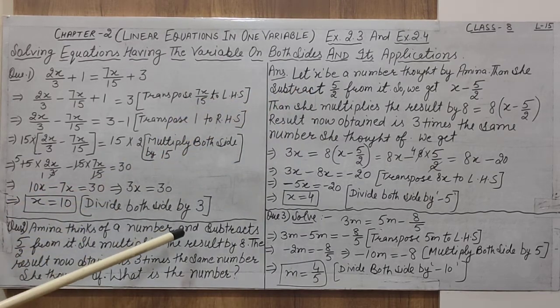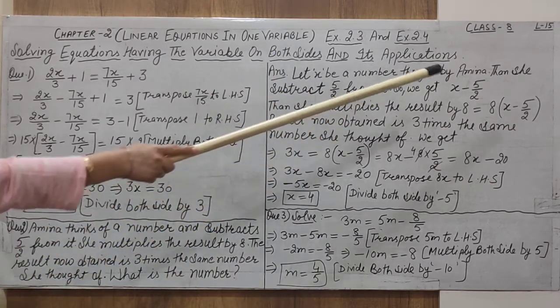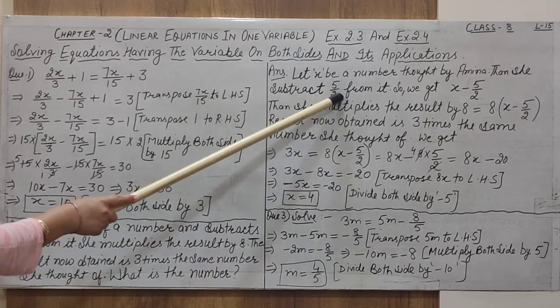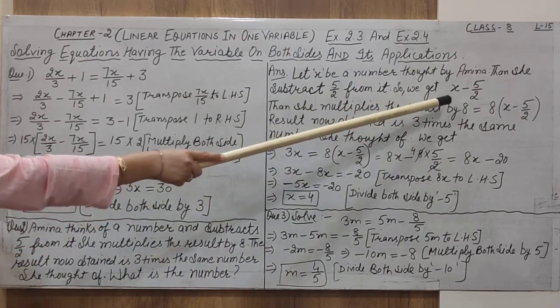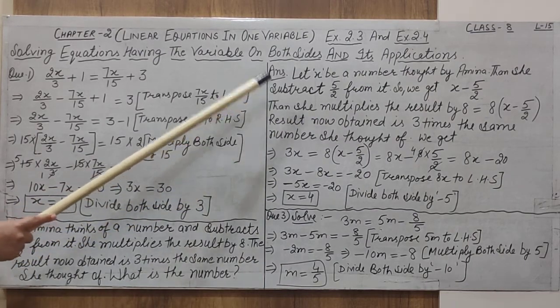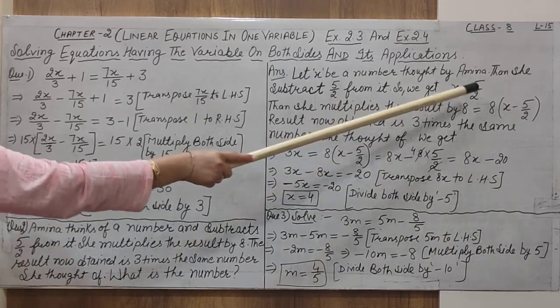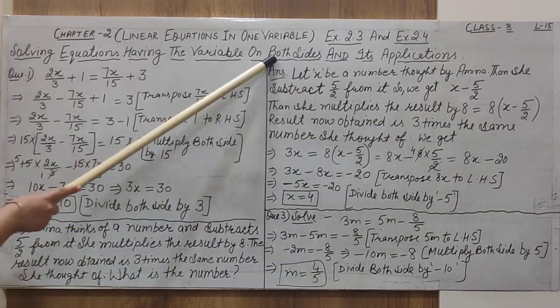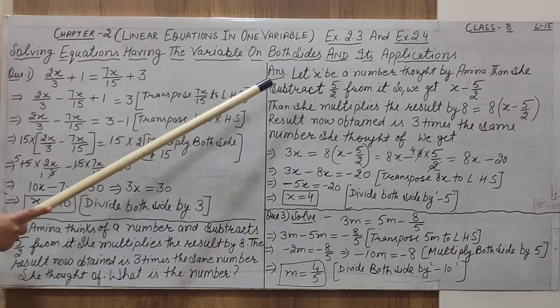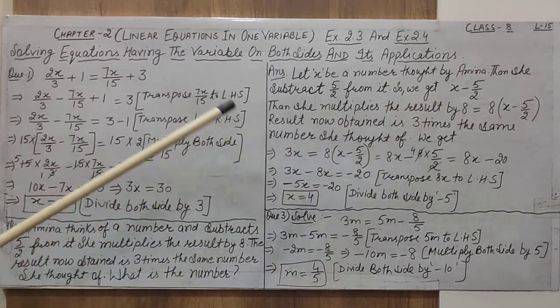Amina think of a number and subtract 5/2 from it, means इस नंबर में से 5/2 सब्ट्रैक्ट किया। Alright, then she subtracts 5/2 from it, so we get x minus 5/2. Alright, you must understand the question and then write. From it means from x, that is x minus 5/2.